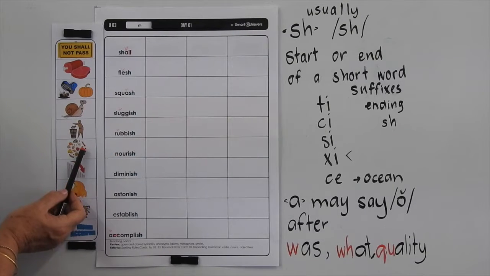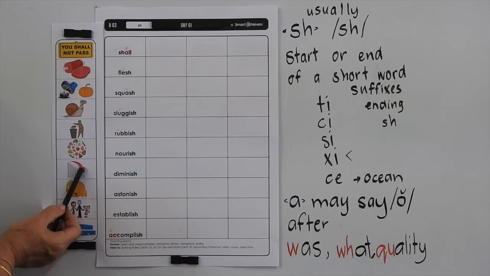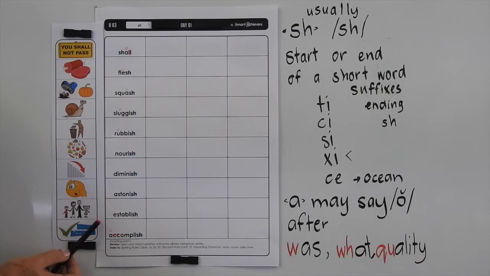Nourish means to provide food or substances necessary for health and growth. Diminish means to shrink or reduce or make smaller. Astonish means to amaze. Establish means to install. And accomplish means to succeed.